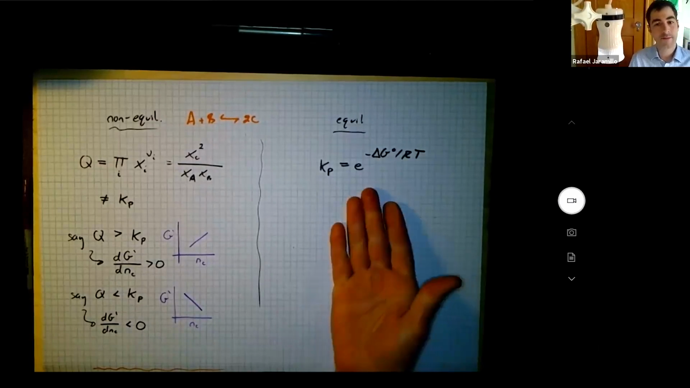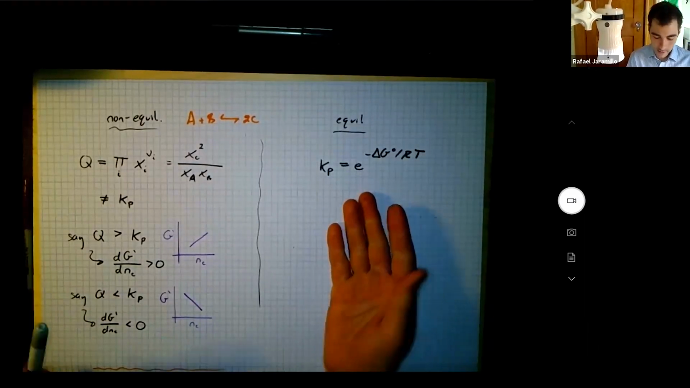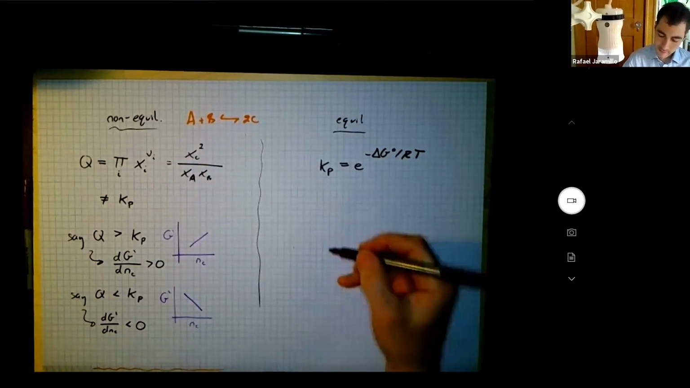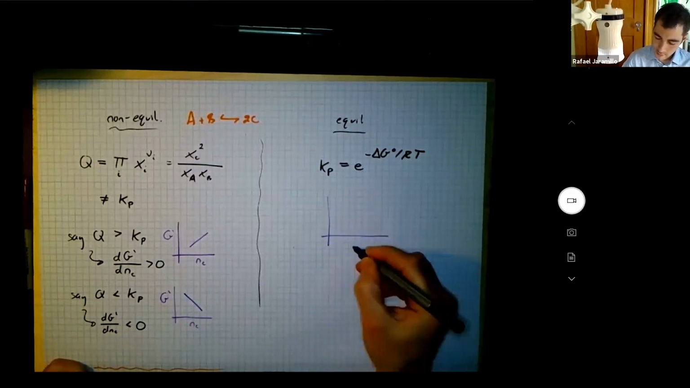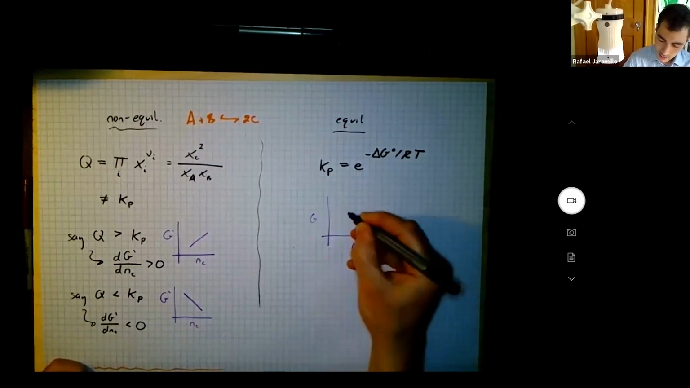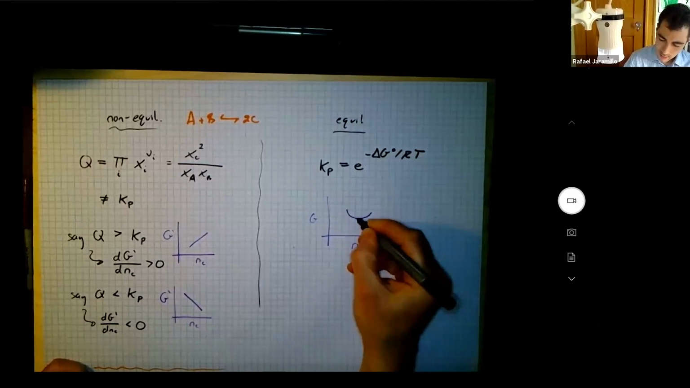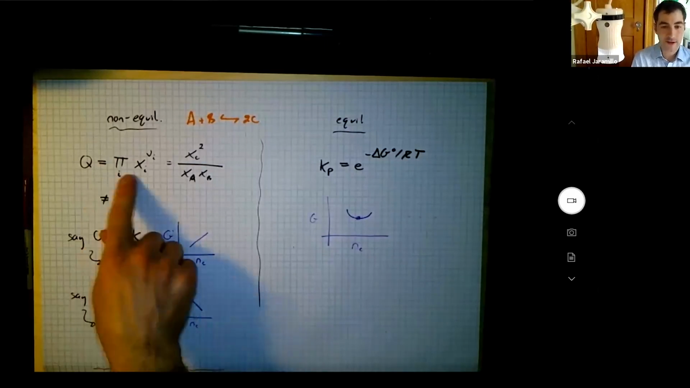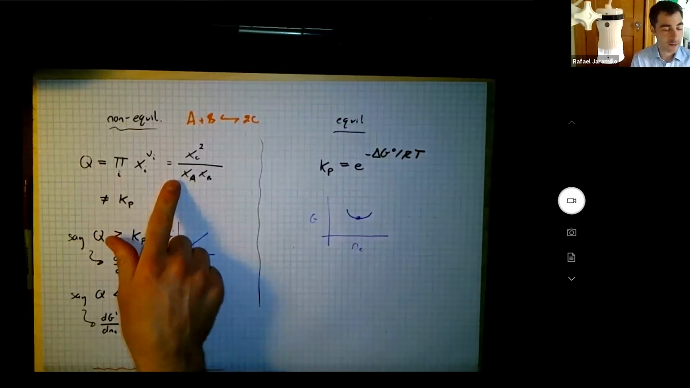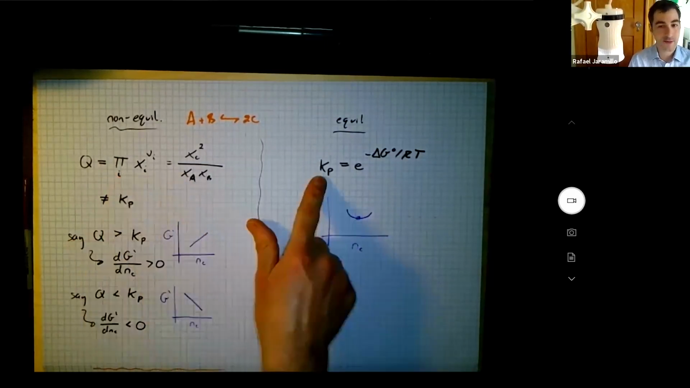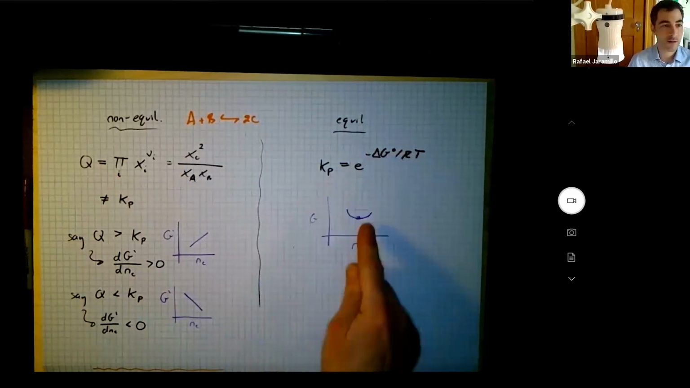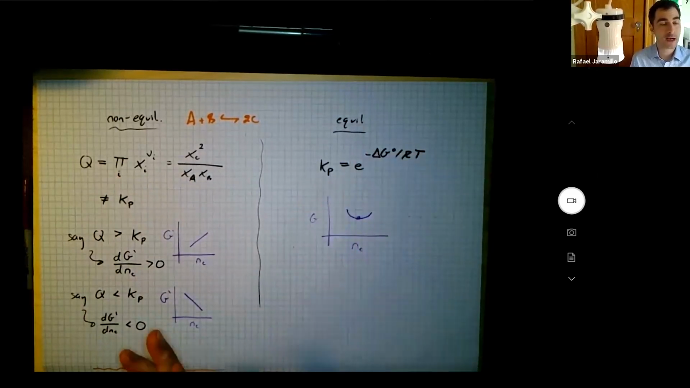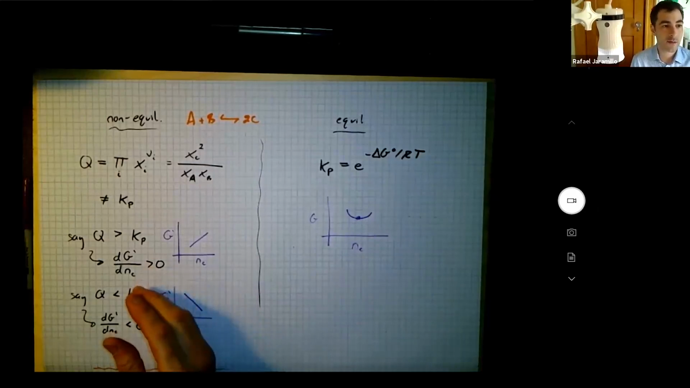At equilibrium, the slope of G versus n of C is zero, right there, where the Gibbs free energy is minimized. So you can write down this expression out of equilibrium, and compare this to the expression which you get from the thermodynamics of the reaction, and determine whether your reaction will run spontaneously to the right or to the left, or is it actually at equilibrium?